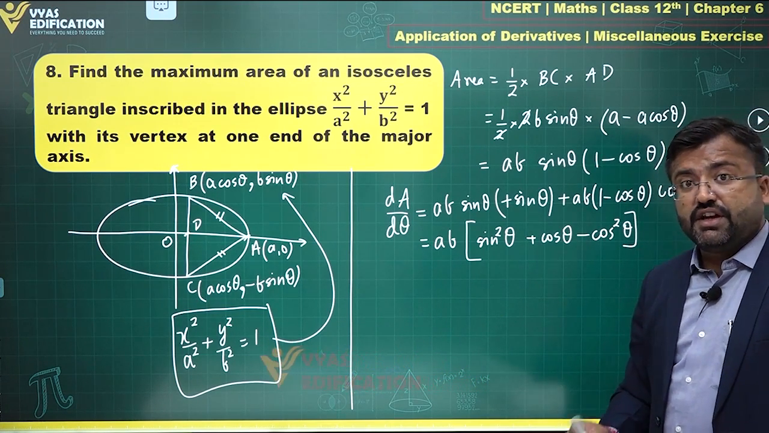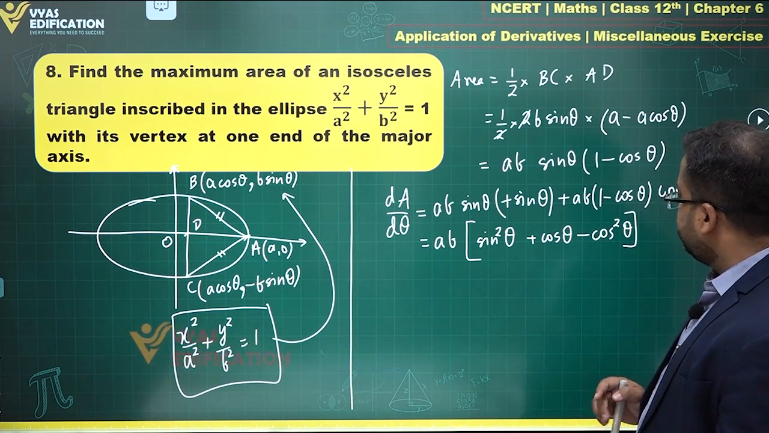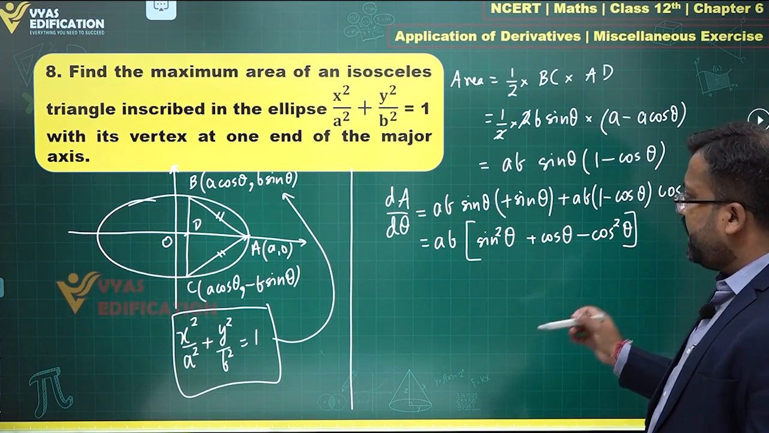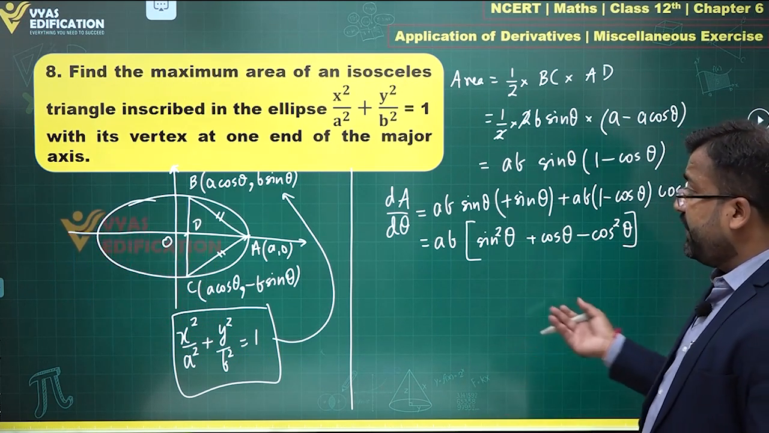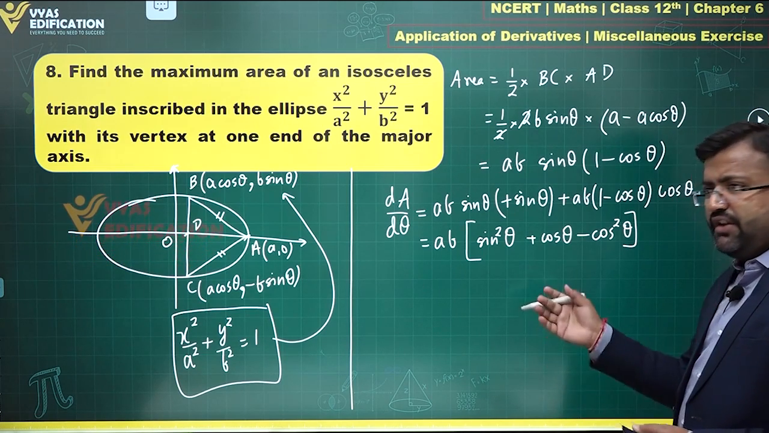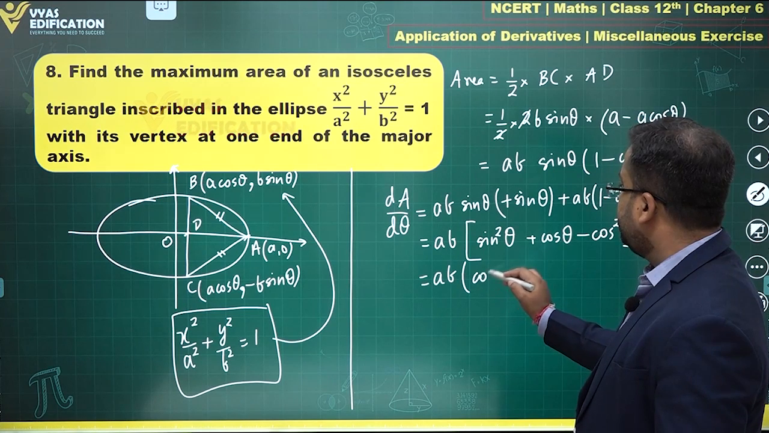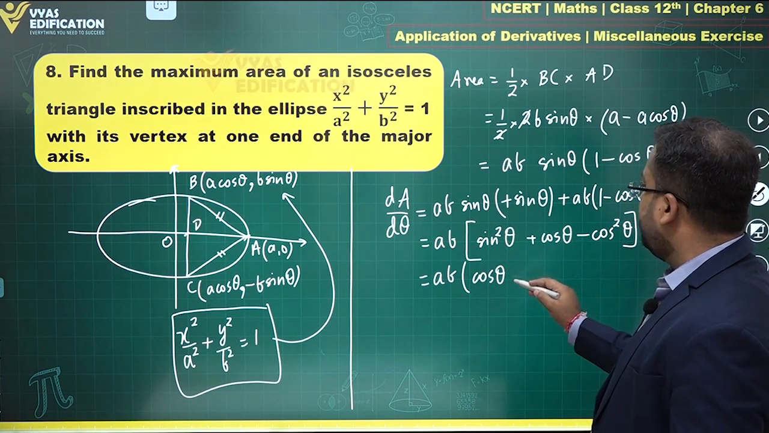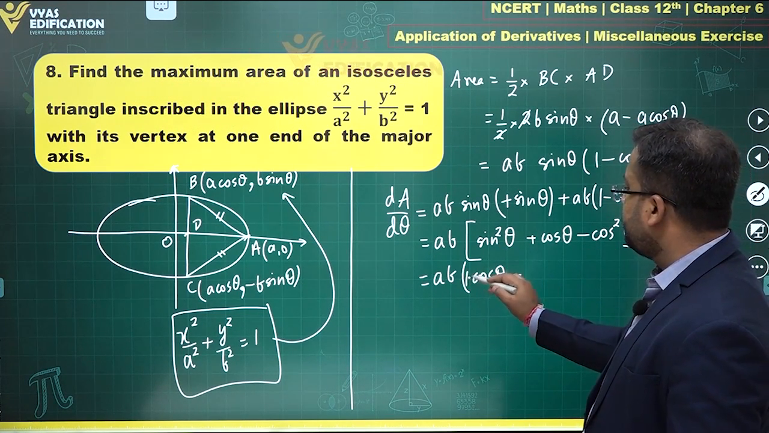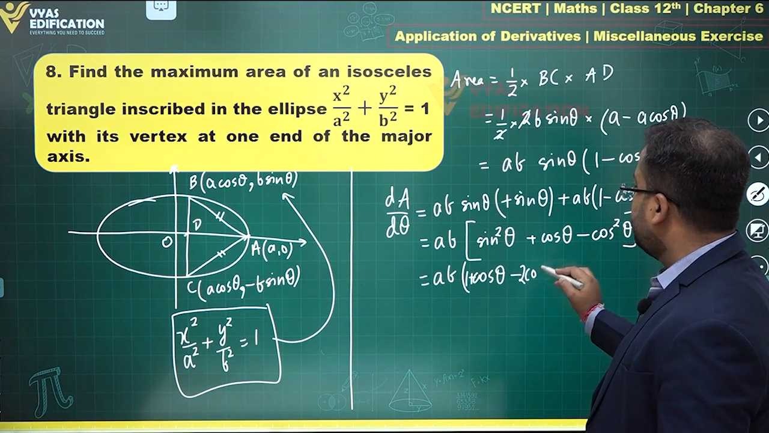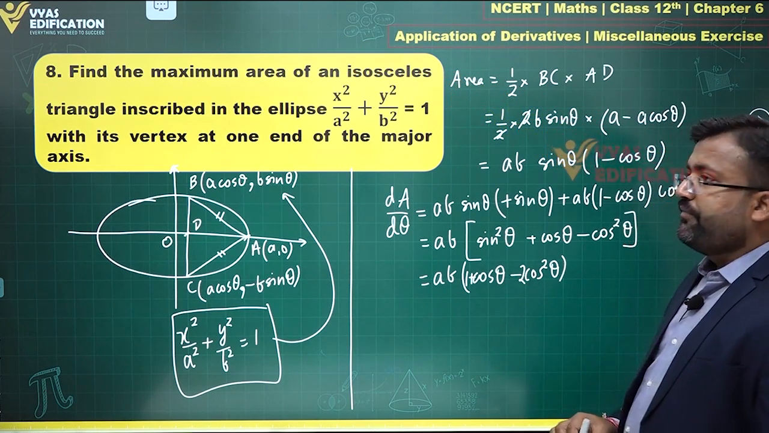Okay, very interesting. And where does that take us? After differentiation we need to find the value of theta, or we can find the value of cos theta by simplifying this. This is AB, this is cos theta. Okay, 1 minus cos square theta will become 1 plus cos theta minus 2 cos square theta. This is what you'll get, right?